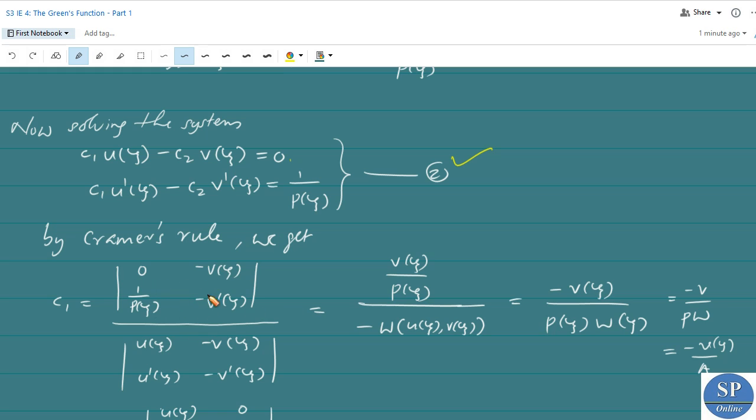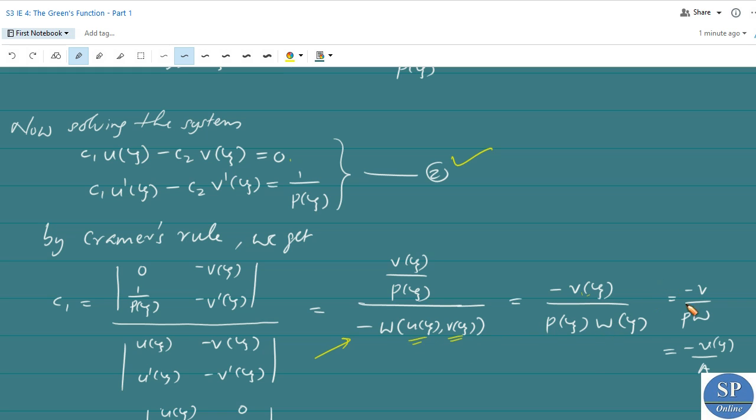The determinant of this is 0 into this, that is 0, plus v of zeta into 1 by p of zeta, that is v of zeta divided by p of zeta. Divided by the determinant of the coefficient matrix, which is the negative of the Wronskian, that is negative of (u(zeta) v'(zeta) minus u'(zeta) v(zeta)). So this is minus v of zeta divided by p of zeta into W of zeta, where W of zeta is W of u of zeta, v of zeta.